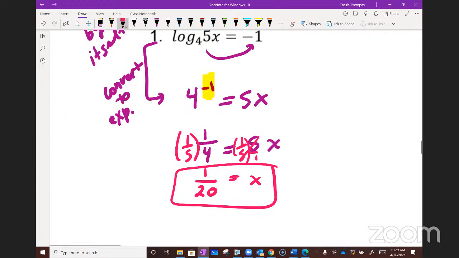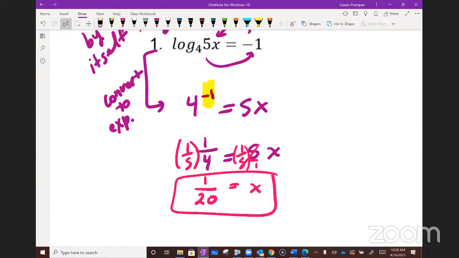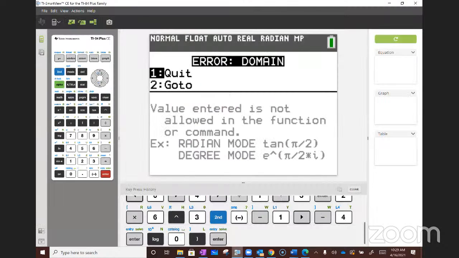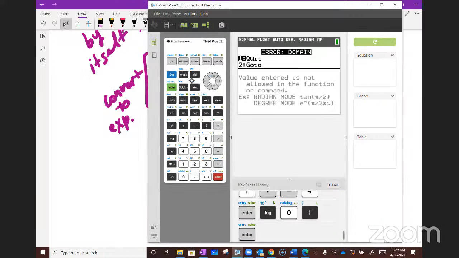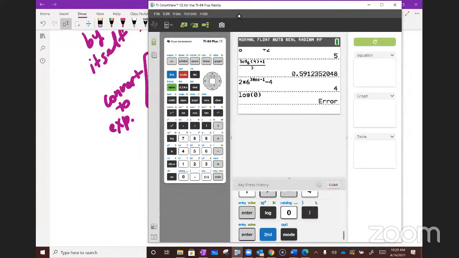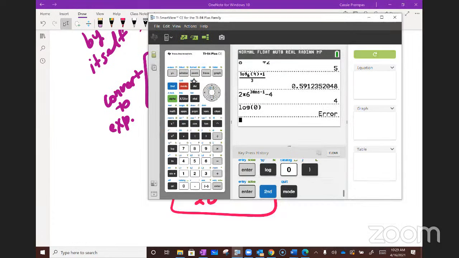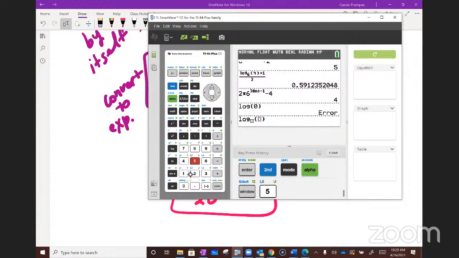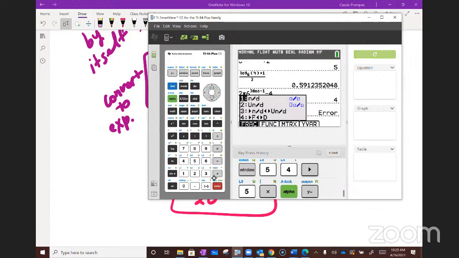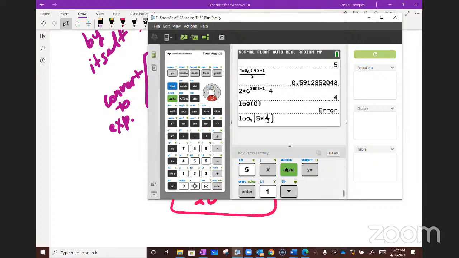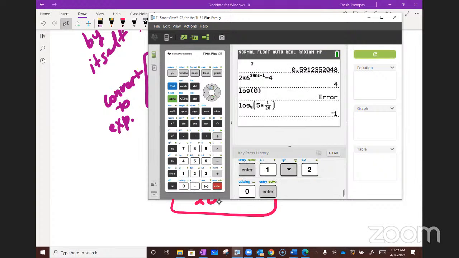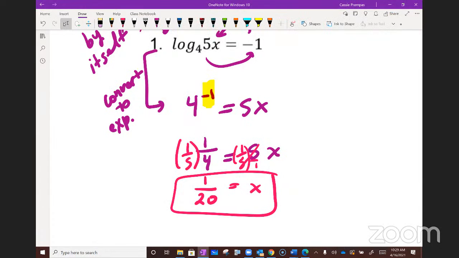Now you guys, you know me, I love the check step because I make mistakes, it just happens. So if I'm looking at how I would check this, I would plug in log base 4 of 5 times 1/20. I would do alpha window option 5 and say what's log base 4 of 5 times 1/20. So I can do alpha y equals, enter in 1/20, press enter, and it's -1. Is that what the problem said it should equal? Yes. Awesome. So I know I've done it correctly.